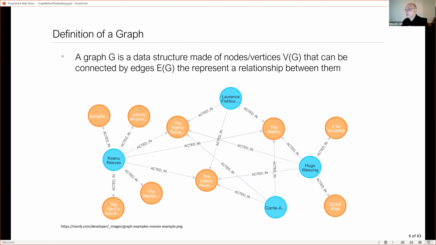So the node usually holds information about some object, some actor, some movie, some car, some engine size, whatever it is. And then there is a relationship. So this is a graph of the Matrix and the actors that acted in the different sequels of the Matrix.